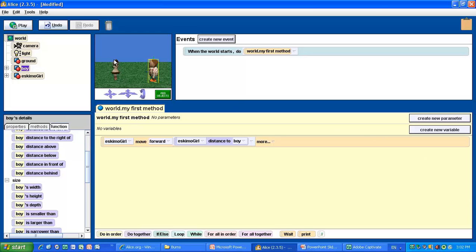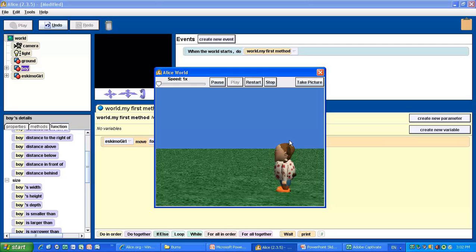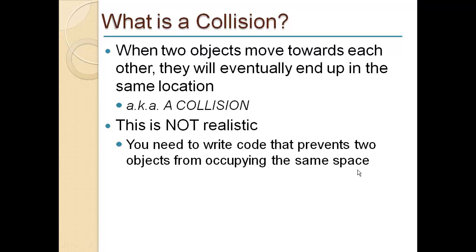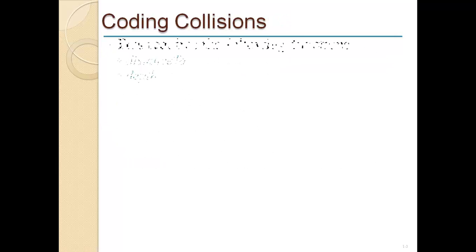So here I've got an Eskimo girl and a boy, and I'm going to tell the Eskimo girl to move the distance to the boy. When I do that, she moves that distance and ends up in the exact same space. Now, we know that that looks a little bit unrealistic. Instead, what should happen is when she moves to him, she should move right up so that she's touching him, but not in the exact same space. So how do we do this?